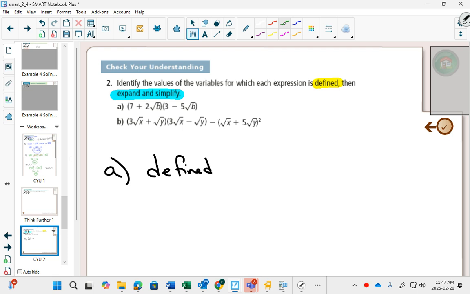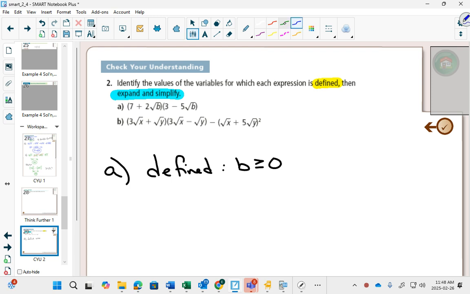Do we have square roots? Yes. Do we have a variable inside the square root? Yes. What can't we square root? We can't square root negatives. Does it make sense that the b values have to then be bigger than or equal to 0 to make sure you don't have a negative inside that square root?